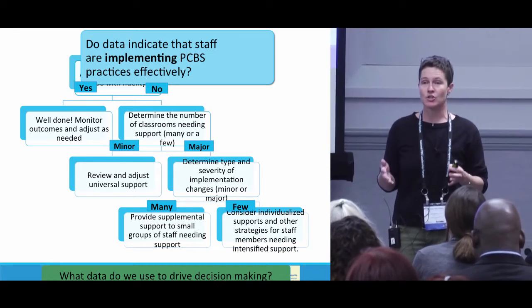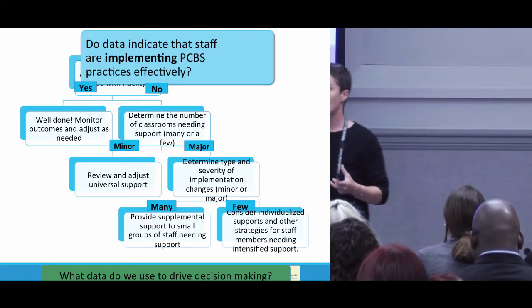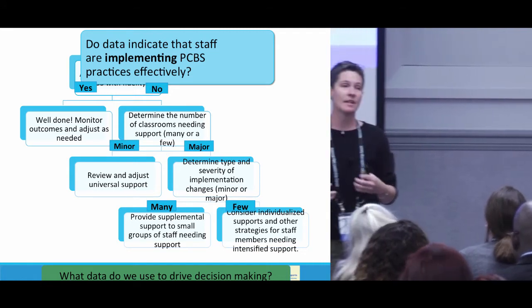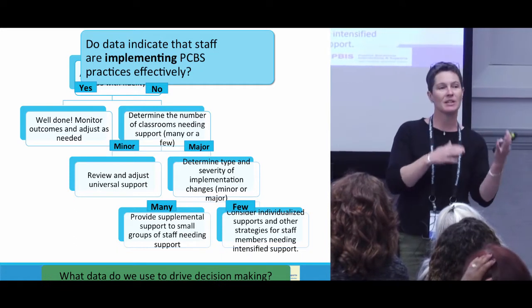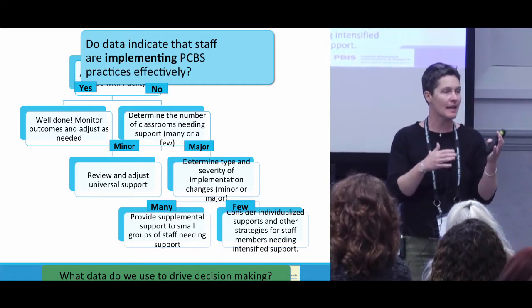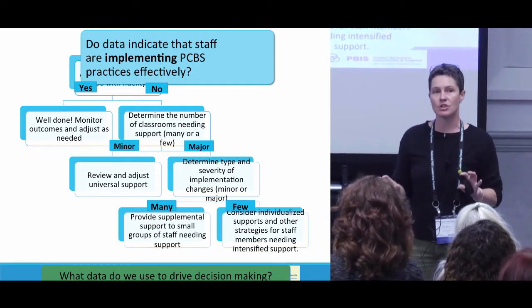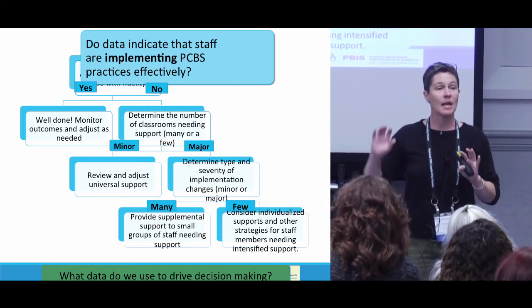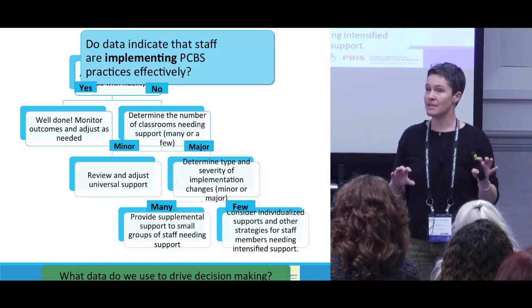Because we're not going to leave teachers struggling with really significant implementation challenges. That response has to look different than if we have teachers that are struggling with minor pieces, like they can do the skill, but they're not doing it at the rate that we want them to do, or something like that. So we're going to think about the severity of the problem and the number of teachers that are struggling in our buildings, and we're going to use that information to guide our implementation as a team.